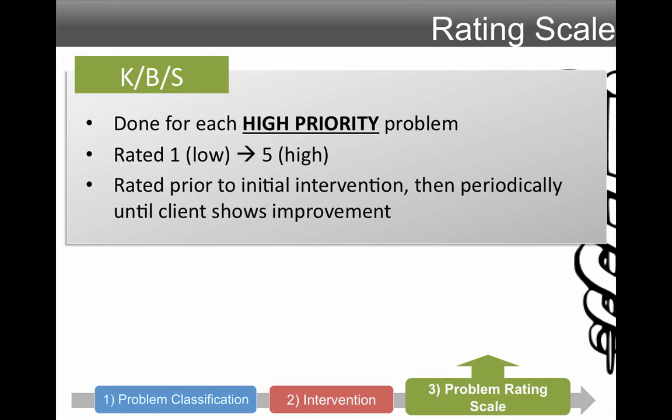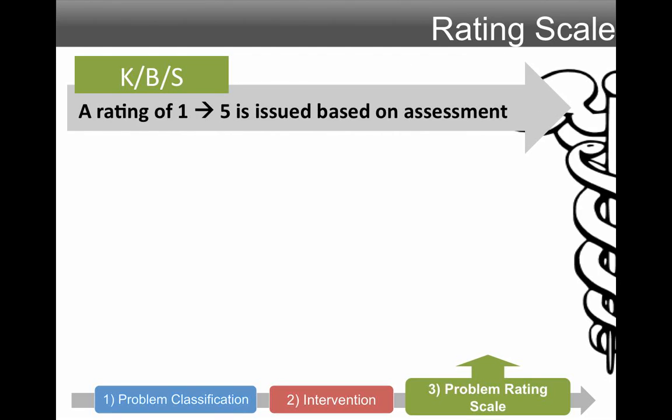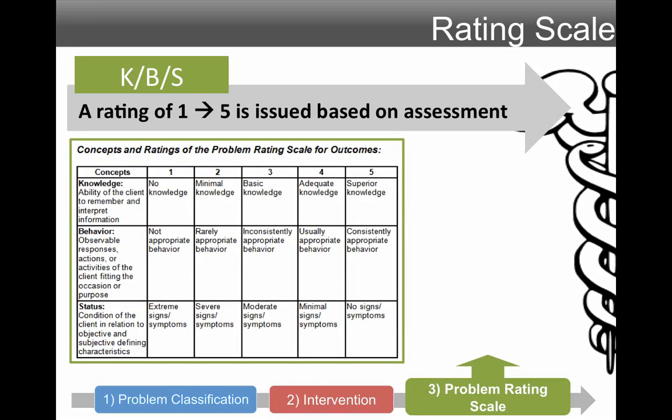The client is rated before your intervention, then periodically until the client shows an improvement. The idea is to establish a patient baseline, how they were before your professional intervention, and the goal is to have the hard numbers that prove without doubt that our intervention for these problems gives results. It benefits both the patient and it benefits our department. And it also benefits the county because it's preventing more costly in-hospital procedures for these clients. So again, a rating of 1 to 5 is assigned for the patient's knowledge, behavior, and status. And this table shows the general definitions of expectations of each rating.